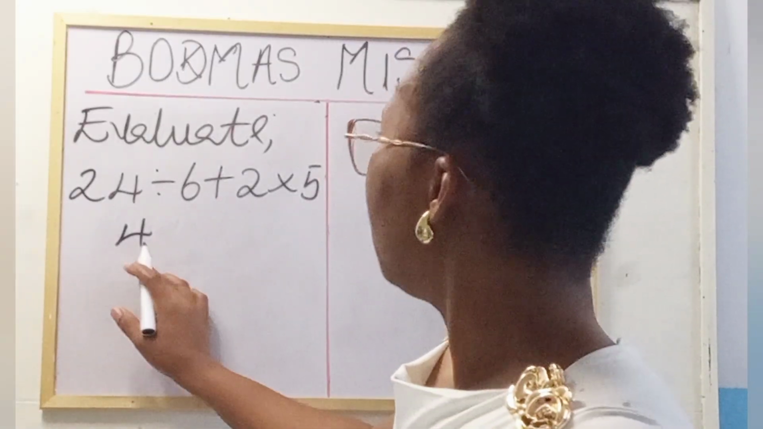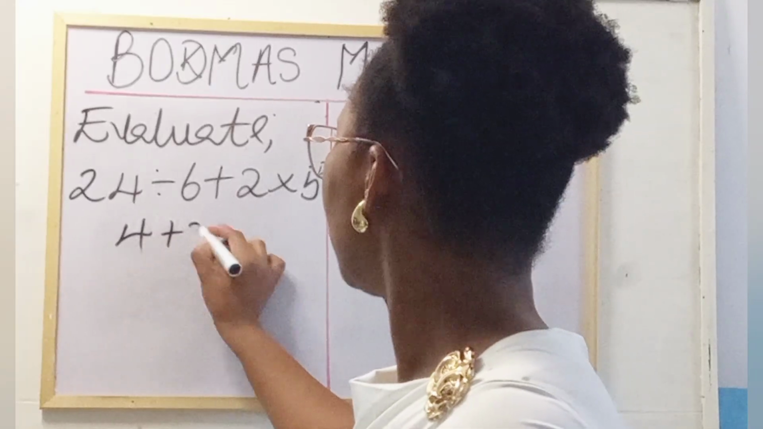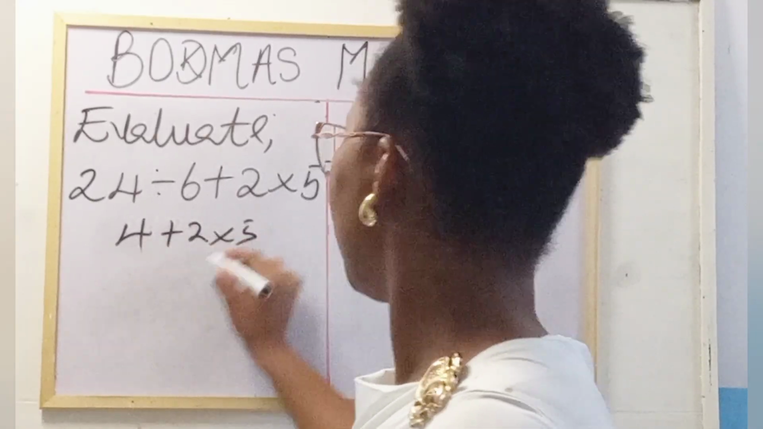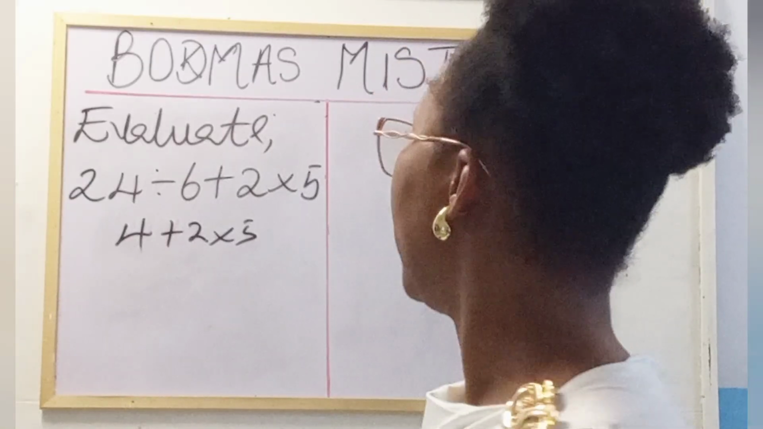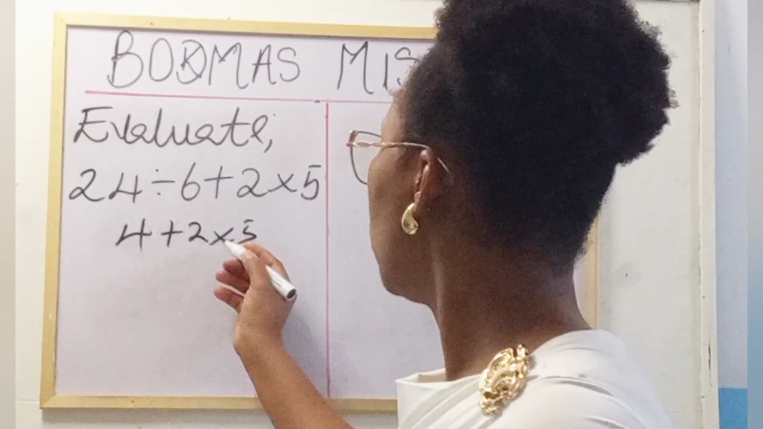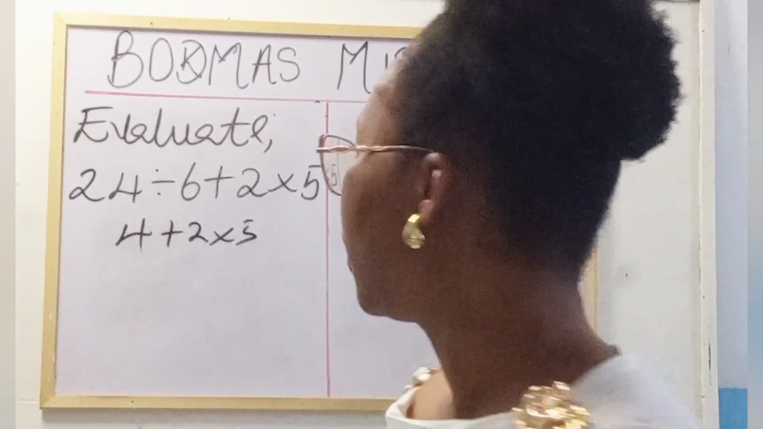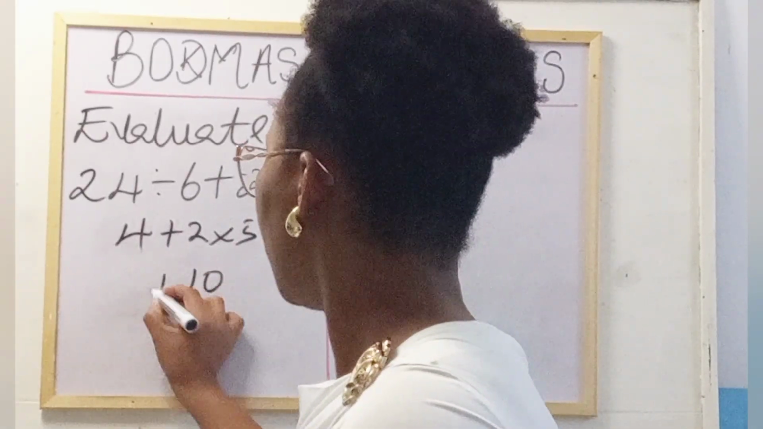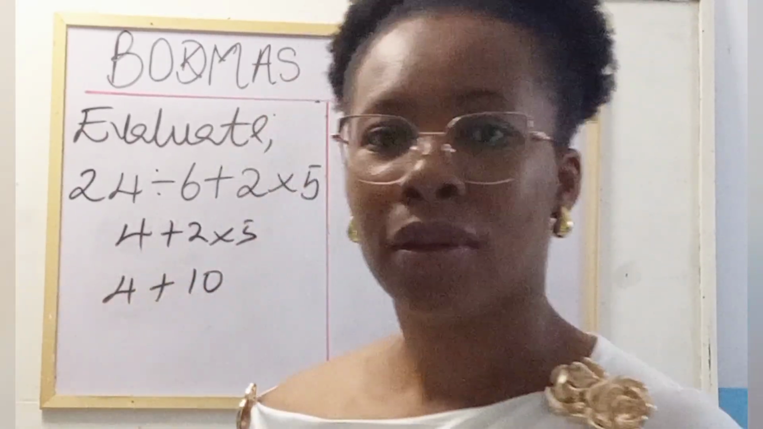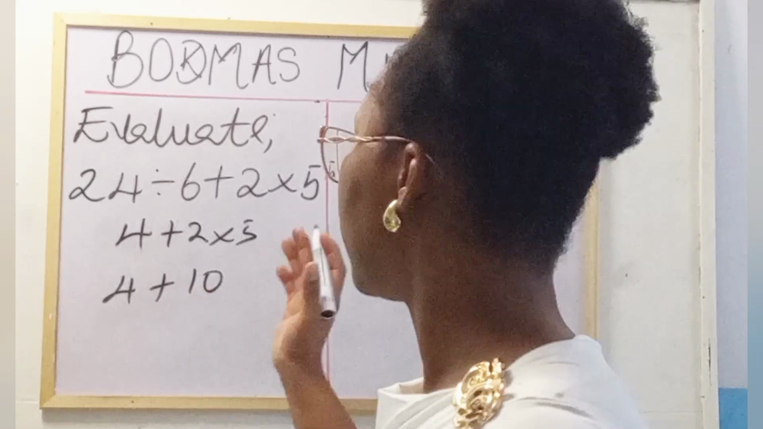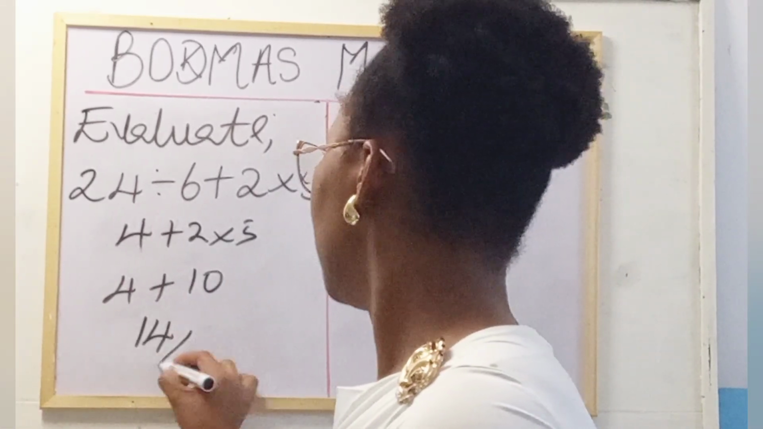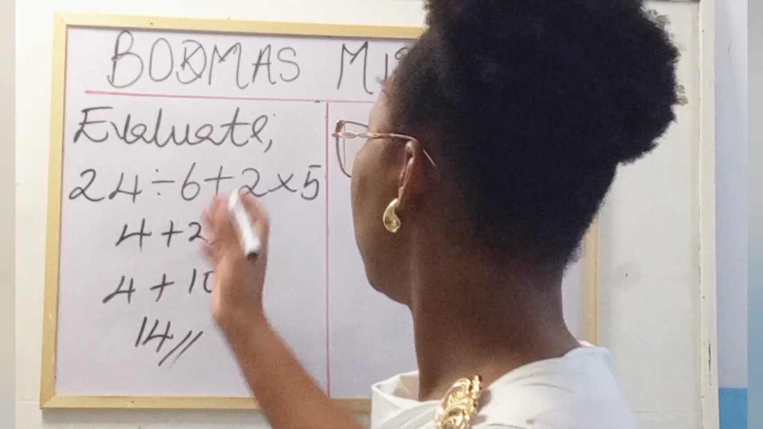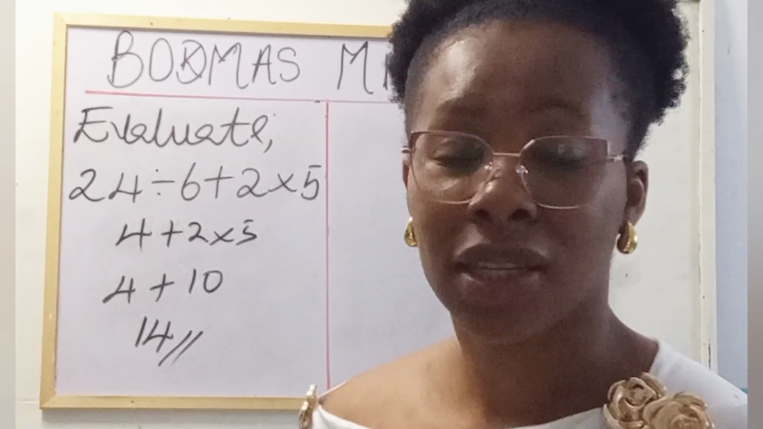So 4 plus 2 times 5 from BODMAS. Next thing you have to do is multiply. So 2 multiplied by 5 will give you what? 10. Plus 4. 4 plus 10 will give you what? 14. So the right answer to this particular problem is 14.